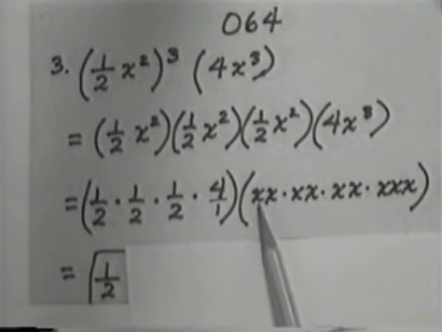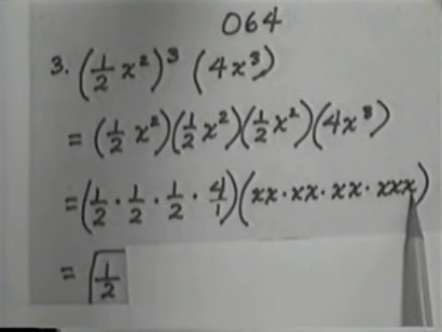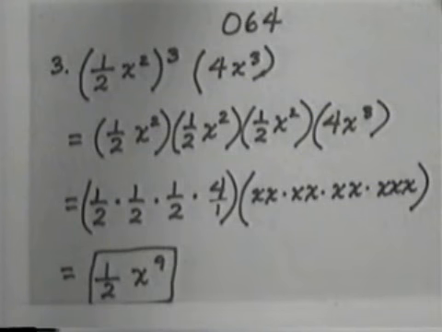Then we have a string of 1, 2, 3, 4, 5, 6, 7, 8, 9 x's. That gives us x to the 9th. And so our final result is 1/2 x to the 9th.